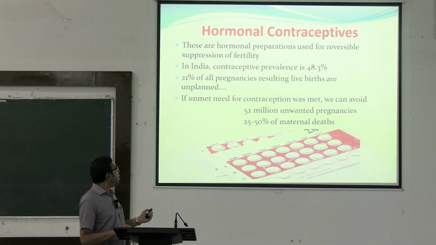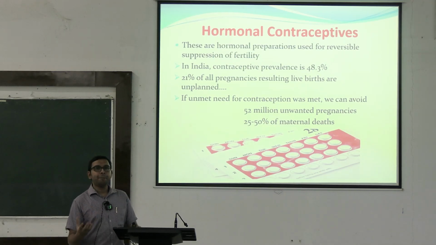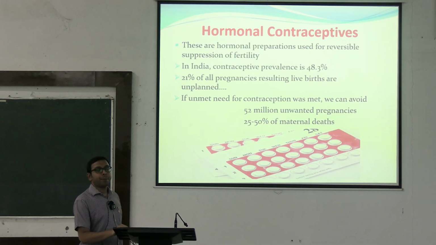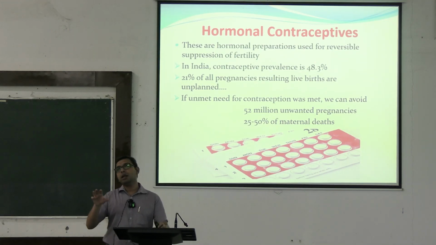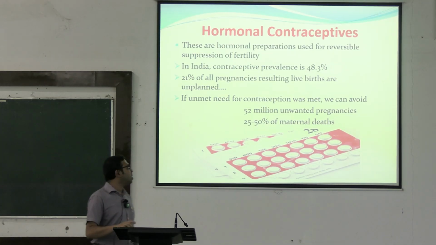Next, coming to the hormonal contraceptives. So contraception means there is some intervention to decrease the chances of the pregnancy. So these are the hormonal preparations used for the reversible suppression of fertility. So usually the motto is the reversible. So if again the patient wants to have a pregnancy, then it can be stopped so that the pregnancy can happen. So it should be reversible, that is the thing.